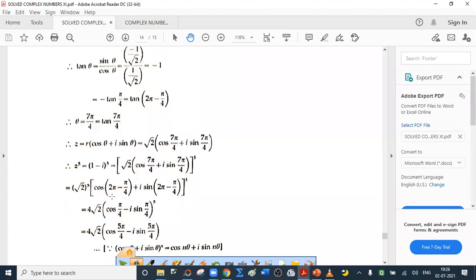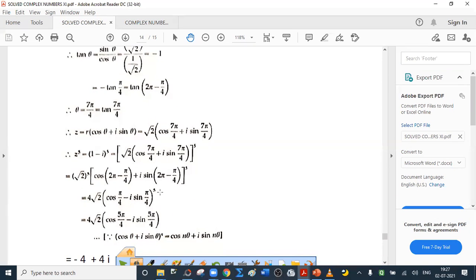What is cos of 360 minus theta? Cos theta. This is a theorem which we'll be studying in trigonometry. Sin of 360 minus theta is minus sin theta. So this reduces to this one. Then apply De Moivre's theorem. (Cos pi by 4 minus i sin pi by 4) raised to 5. So it is 4 root 2. Why 4 root 2? Product of root 2 five times is 4 root 2. Okay. And cos of 5 pi by 4 minus i sin 5 pi by 4.